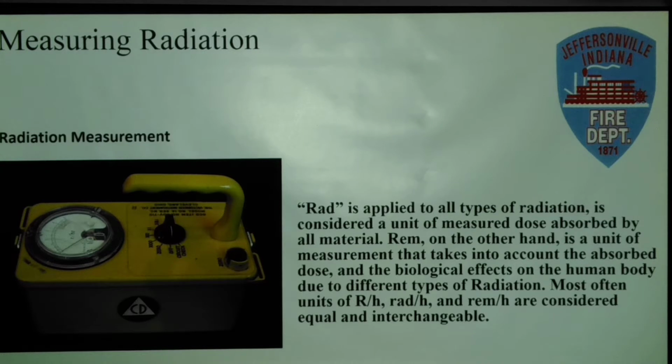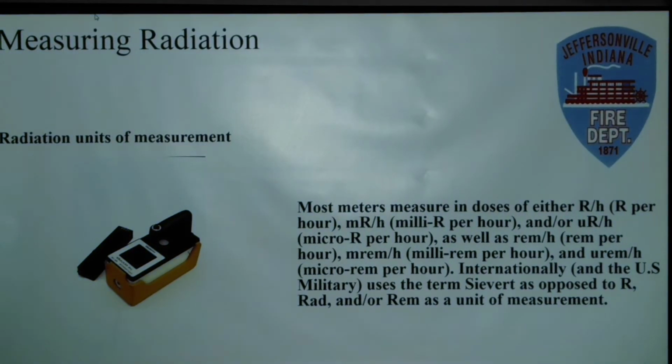Meaning, should we respond to a radiation incident and you're looking at your meter, it could read in rads, rems, or Rs, okay? What we need to know is what the meter is saying, whether you say it is reading 1,000 Rs per hour, 1,000 rems per hour, or 1,000 rads per hour is irrelevant, as long as we have that number followed by what it's reading. And we'll go in further here in just a second. Most meters measure in doses of either R per hour, milli-R per hour, and or micro-R per hour, as well as, again, rem per hour, micro-rem, or millirem.